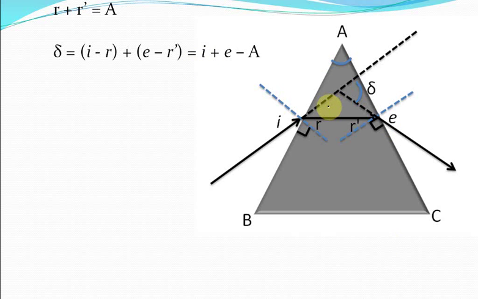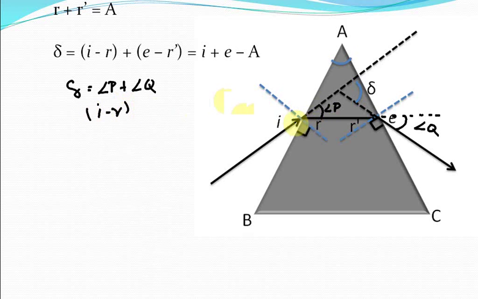If you look carefully, delta is clearly equal to this angle, let's say angle P, plus this angle, let's say angle Q. This is because after passing through the surface AB, the incident ray gets deviated by an angle P, right? It could have gone here, but it goes like this. Similarly, after passing through the surface AC, this ray gets deviated by an angle Q, because it could have gone like this, but it goes like this. So clearly delta is equal to angle P plus angle Q. Now what is angle P? Clearly angle P is I minus R.